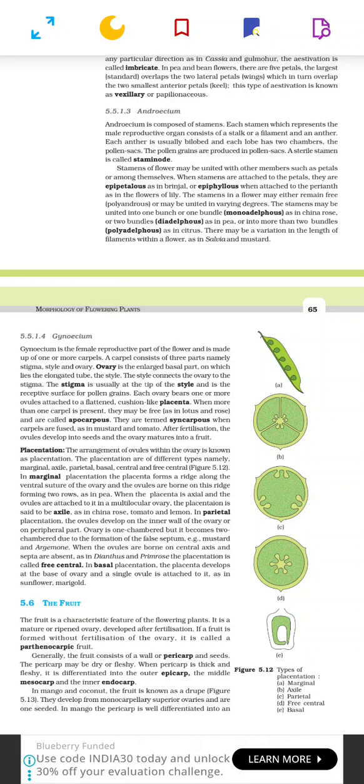In parietal placentation, the ovules develop on the inner wall of the ovary or the peripheral part. The ovary is one-chambered, but it becomes two-chambered due to the formation of a false septum, for example mustard and argemone. When the ovules are borne on the central axis and septa are absent, as in dianthus and primrose, the placentation is called free central. In basal placentation, the placenta develops at the base of the ovary and a single ovule is attached to it, as in sunflower and marigold. In figure 5.12, types of placentation are shown, that is marginal, axial, parietal, free central, and basal.